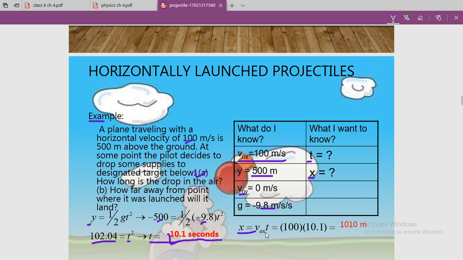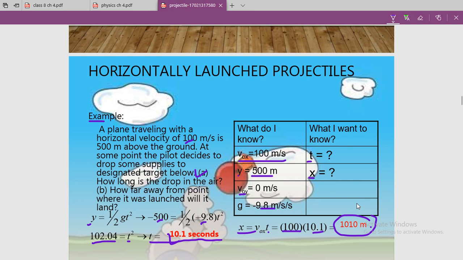Since velocity is constant, it means it is in uniform motion, so it must travel equal distances in equal intervals of time. By using this formula, the value of v naught is 100 and the value of time is 10.1, which was calculated in part A. So x is equal to 100 into 10.1, and it will be 1010 meters. Okay, so this is the result of x. I hope you understand how we solve this question.